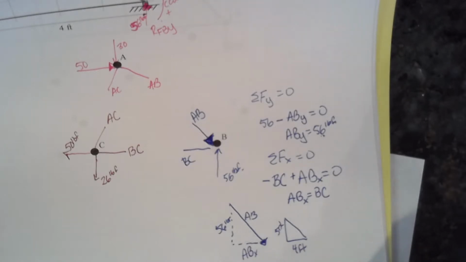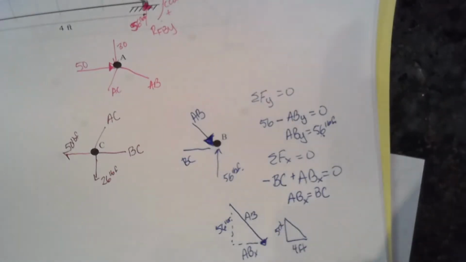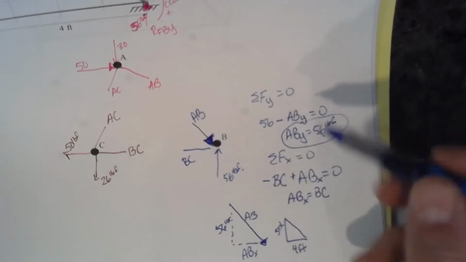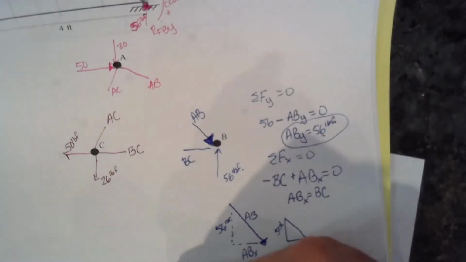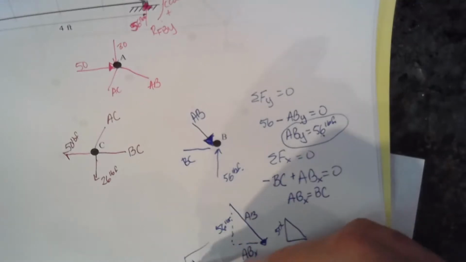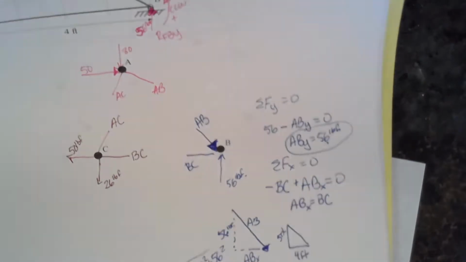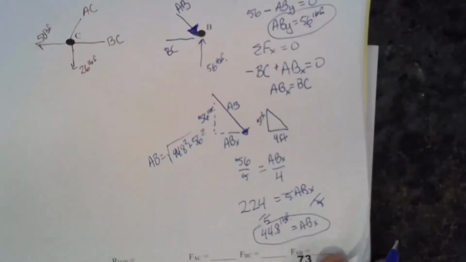And you get ABX is, what does 5 go into 224 times? 44.8 pounds of force. So now I know AB in the x, and I know AB in the y. So AB is going to be, I'm going to use Pythagorean theorem, the square root of 44.8 squared plus 56 squared. And I apologize, I have to grab my calculator here.